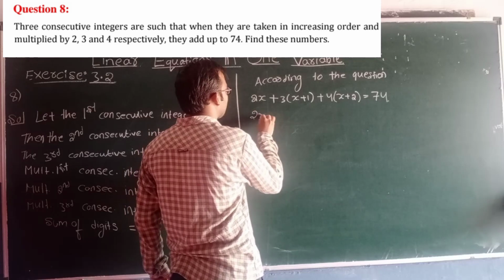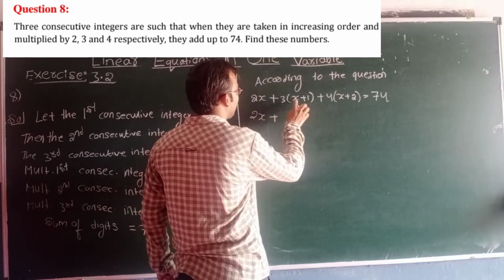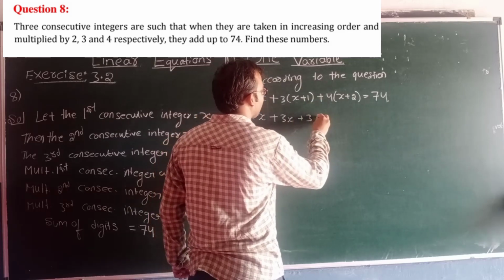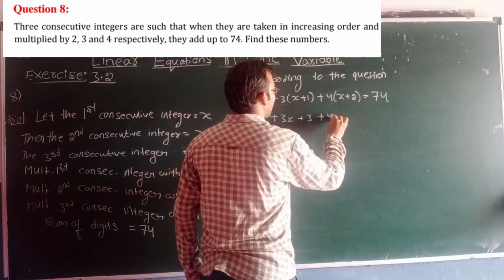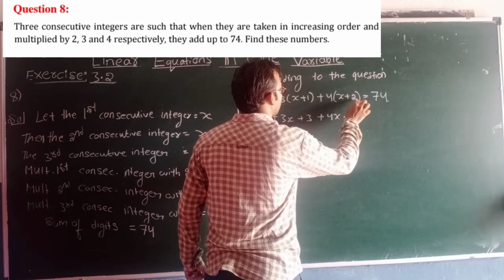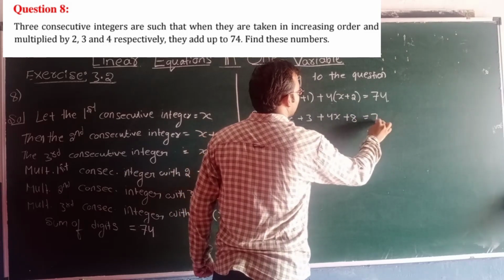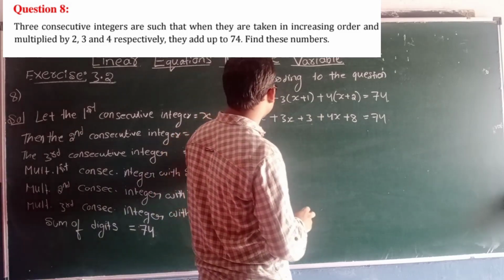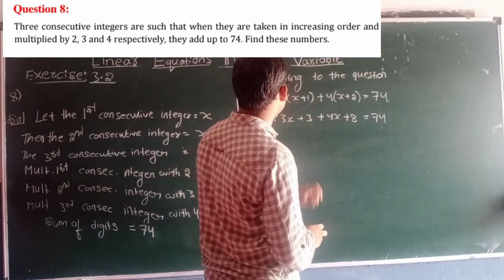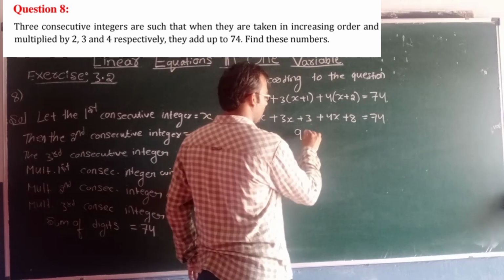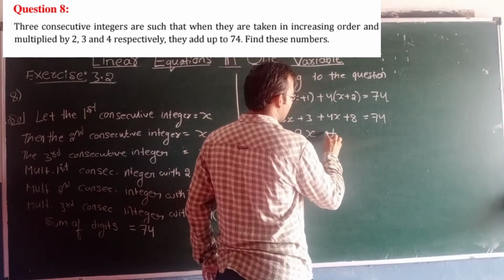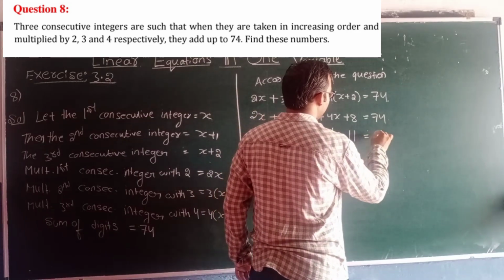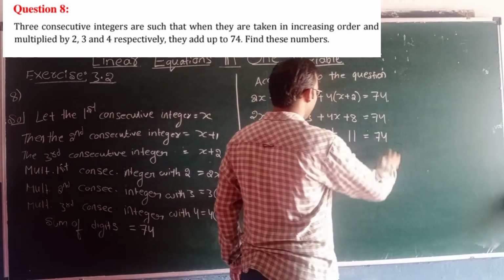Okay, so 2x plus, students, here 3 into x is what? 3x plus 3 ones are 3. Next 4 into x is 4x plus 4 2s are 8 equals to 74. Now let us add like terms, that is 2x plus 3x plus 4x will be what? 9x. 9x plus, 3 plus 8 is how much, students? 11. 3 plus 8 is 11 equals to 74.